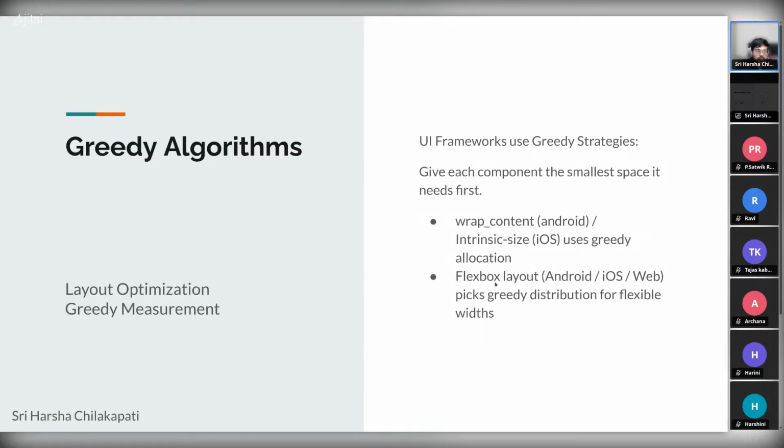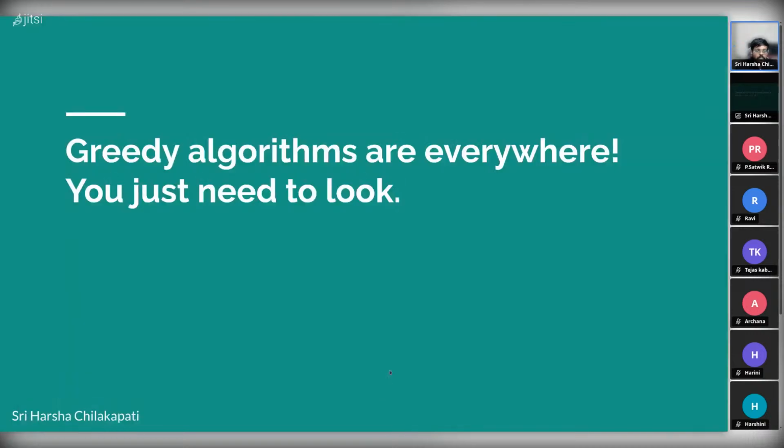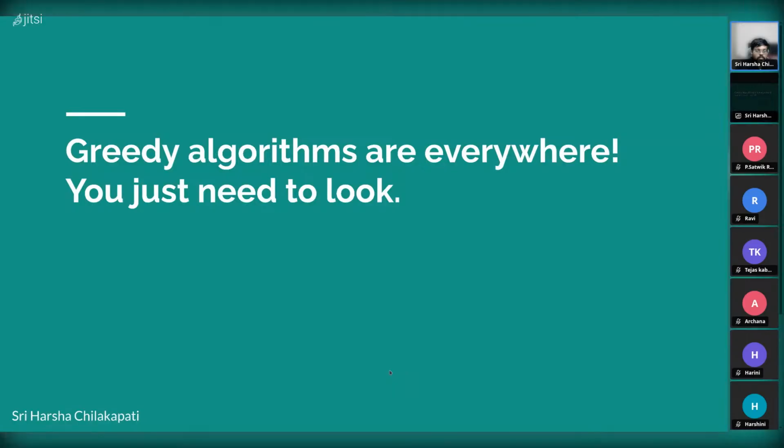By the way, where do you see this flexbox, this greedy distribution of width? It is in filter panels. For example, in Swiggy, there will be horizontally scrollable filters with chips and all that. That is a good example of this flexbox layout. So greedy algorithms are almost everywhere. You just need to look for them.